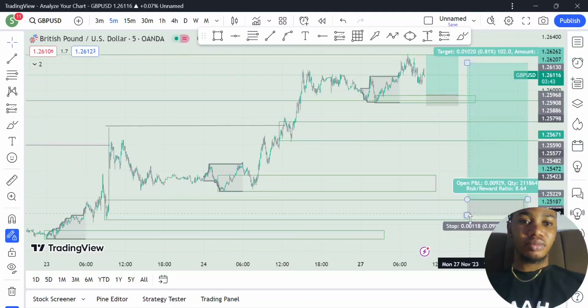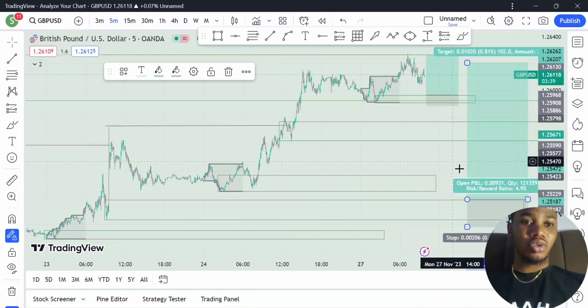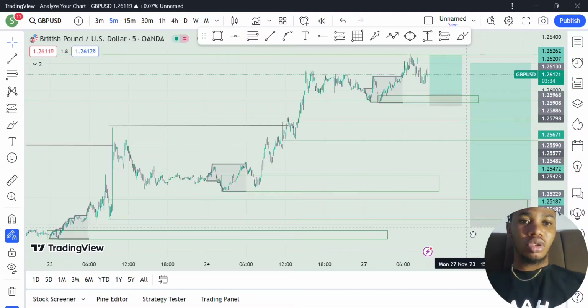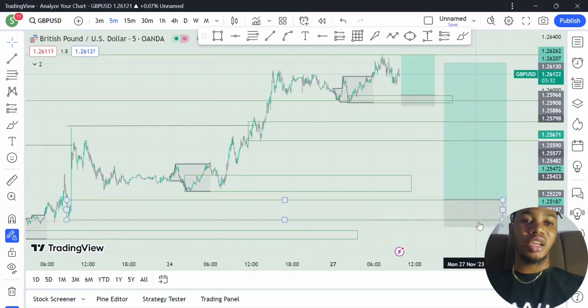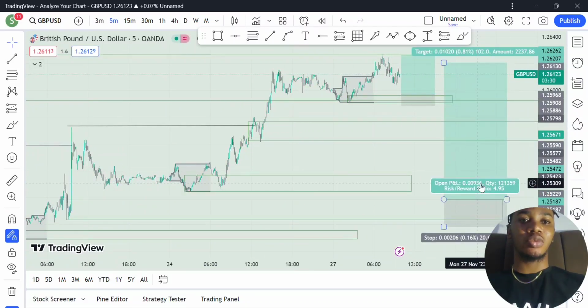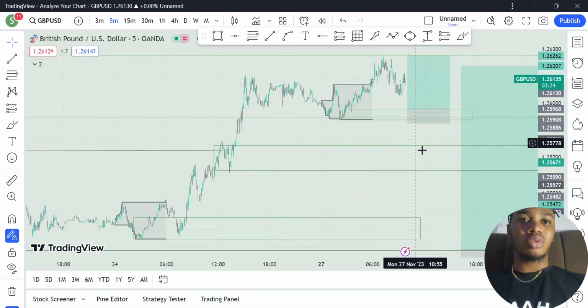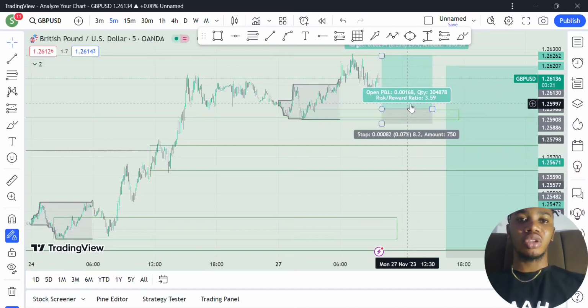Now, okay, this is about a 20 pip stop. It's quite too much for me to risk, but there's always a way to refine our entry to have a tighter stop loss, right? So that will be our next topic: how to refine your entry to have a tighter stop loss. So I will take this out now because I'm not looking to buy here.